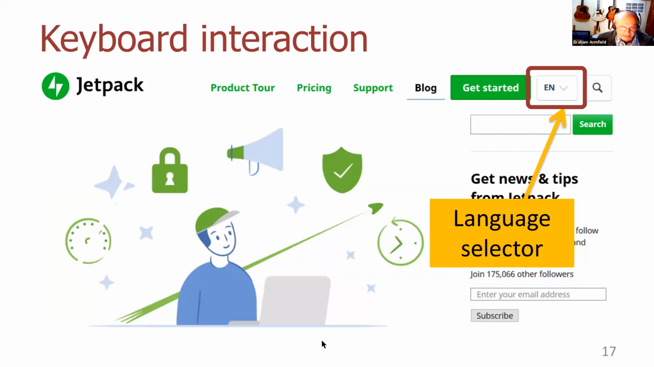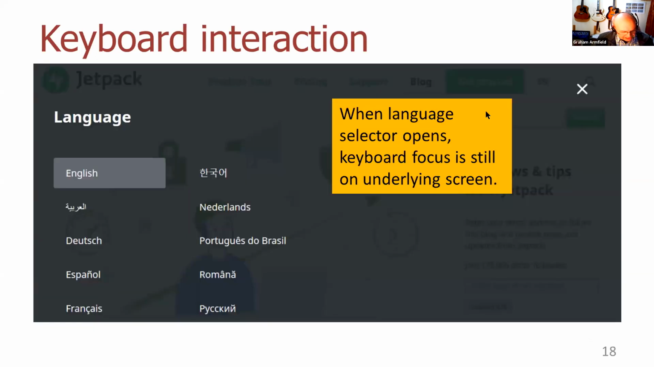Okay, Jetpack. This is a WordPress website, and generally not bad from an accessibility perspective. They've got this language selector here. So if I tab to the language selector and press enter, I can see all the different options of the different languages that I can have this website presented to me in. The problem here is, once again, the keyboard focus is still on the underlying page, and so it's now impossible for keyboard users and screen reader users to access and change the languages. So that's a bit of a no-no.